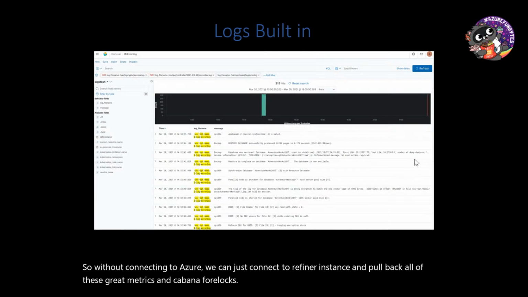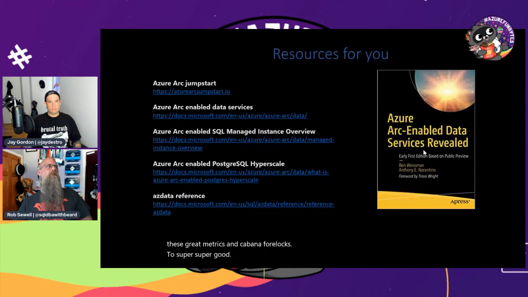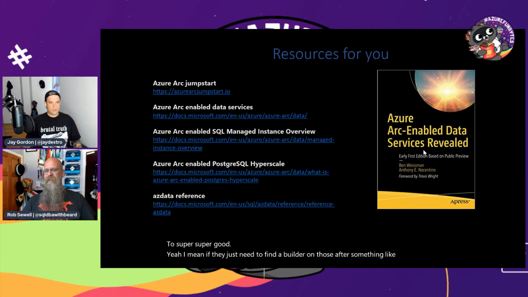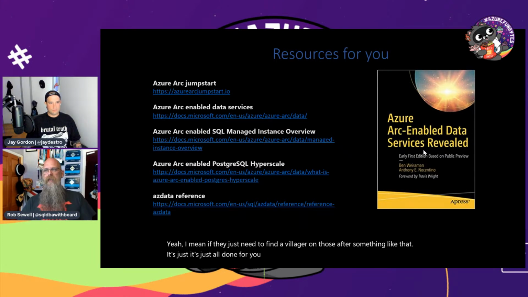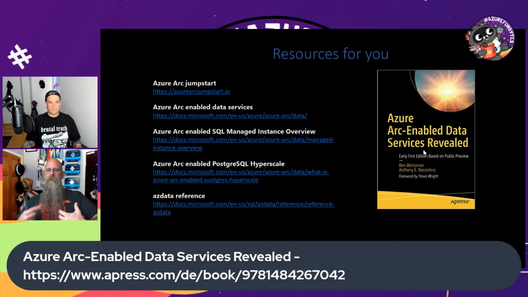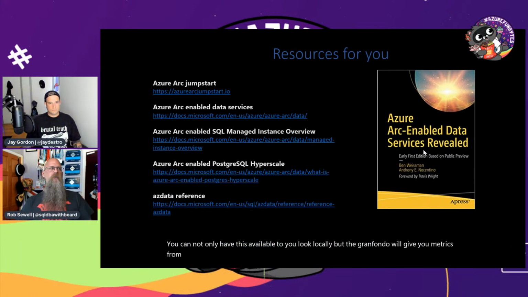So super, super good. Yeah, I mean, there's no need to kind of build your own ELK stack or something like that if all this is ready for you. It's just all done for you. It's brilliant. And in the directly controlled Azure Arc-Enabled cluster, you can not only have this available to you locally, but the Grafana will give you metrics from Kubernetes as well. It's super, super good.